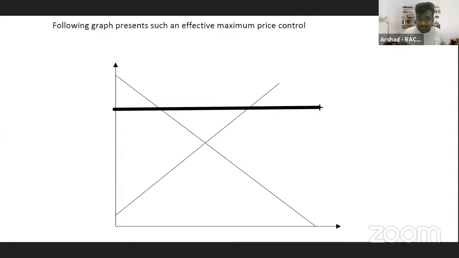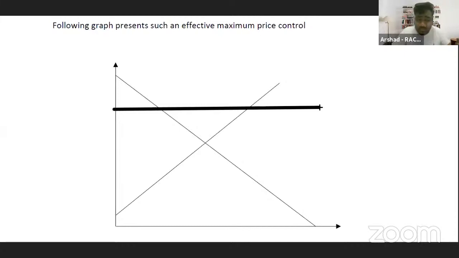What is the meaning of this maximum price? A maximum price means this is the maximum you can sell. You can't sell for more than this. For example, recently there was a maximum price for coconut. There was some time coconut prices were going very high, going crazy. So the government said, okay, listen here, the maximum you can sell a coconut for is, let's say, 90 rupees.